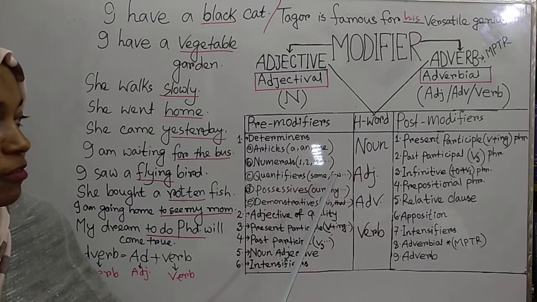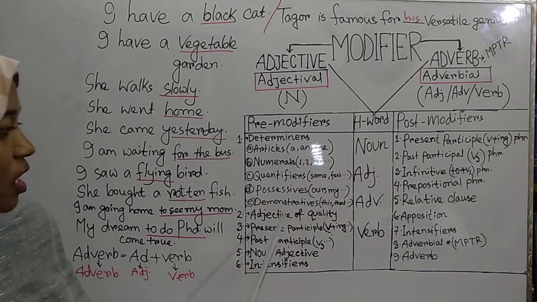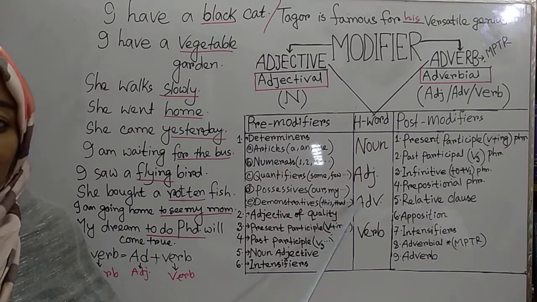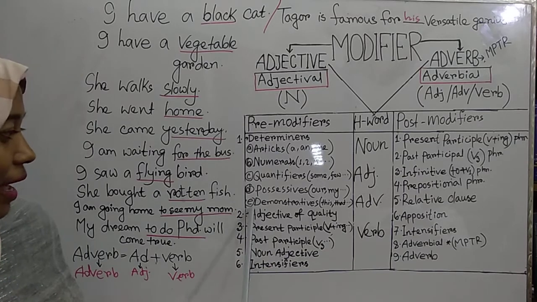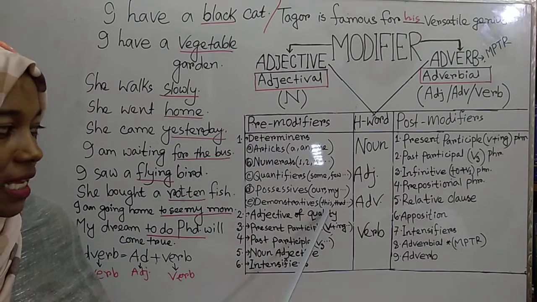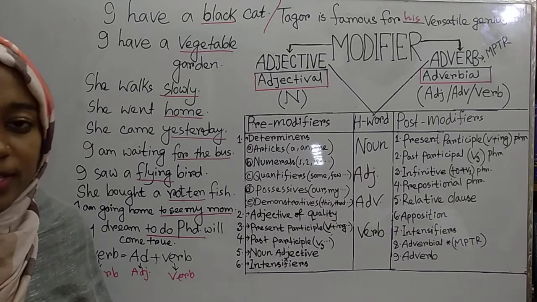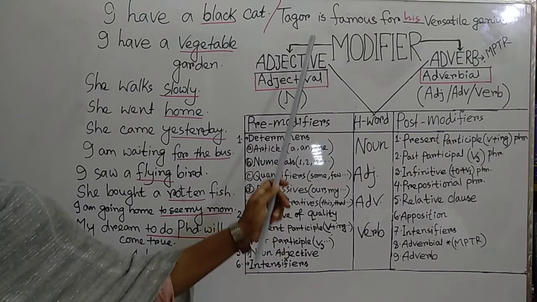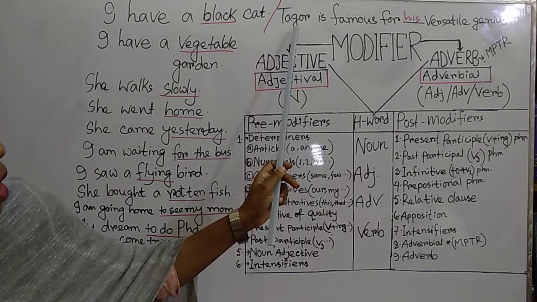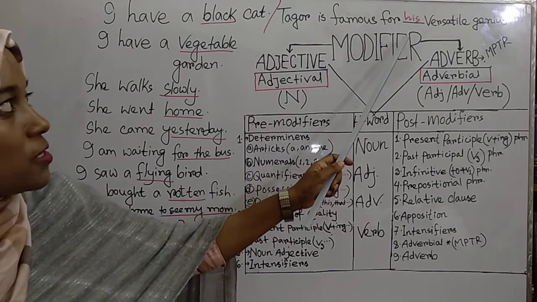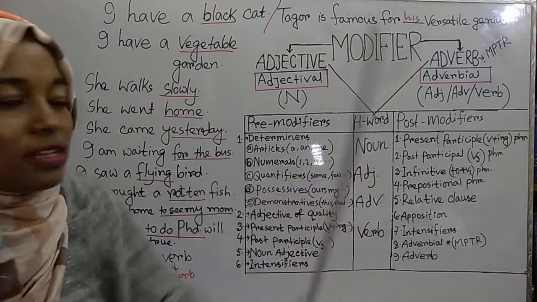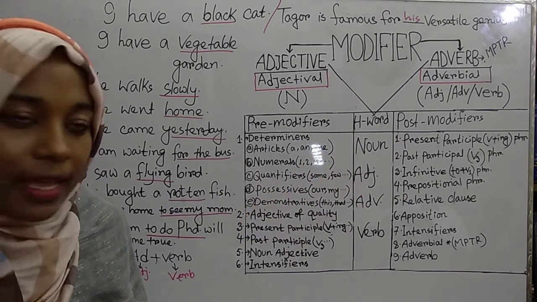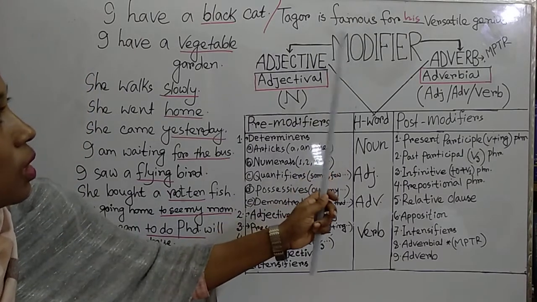Quantifiers (some, few, etc.), possessives (our, my, his, her, etc.), and demonstratives (these, that, those, etc.) are the determiners. Here, as in "Tagore is famous for dash versatile genius." Here, a question may be set.